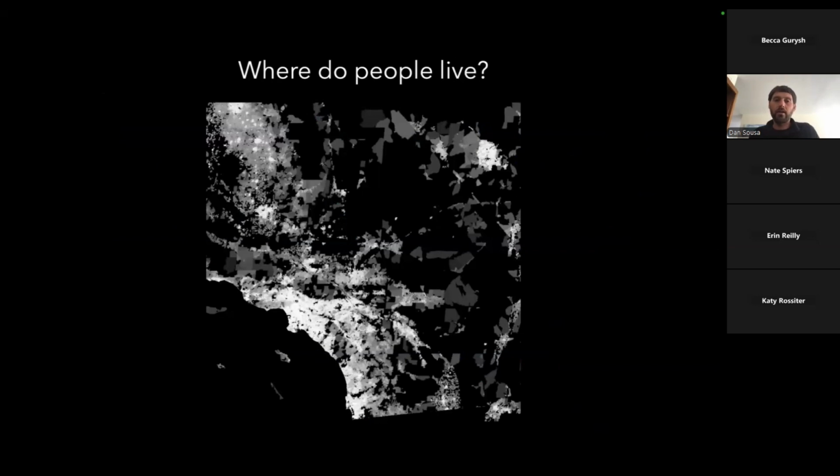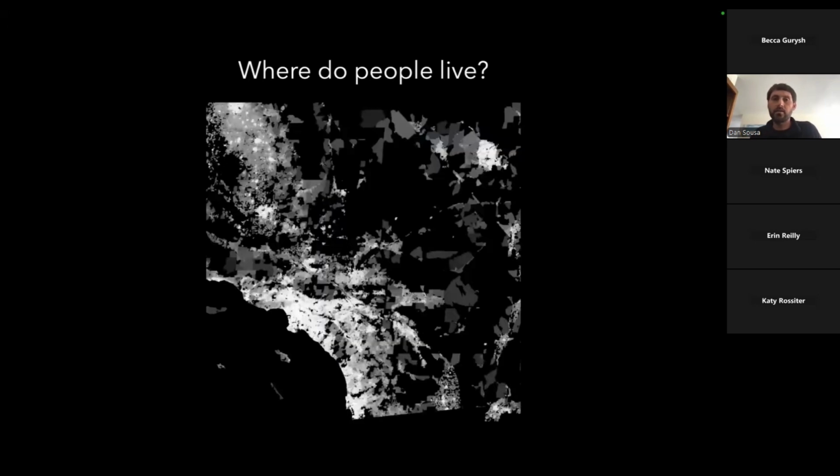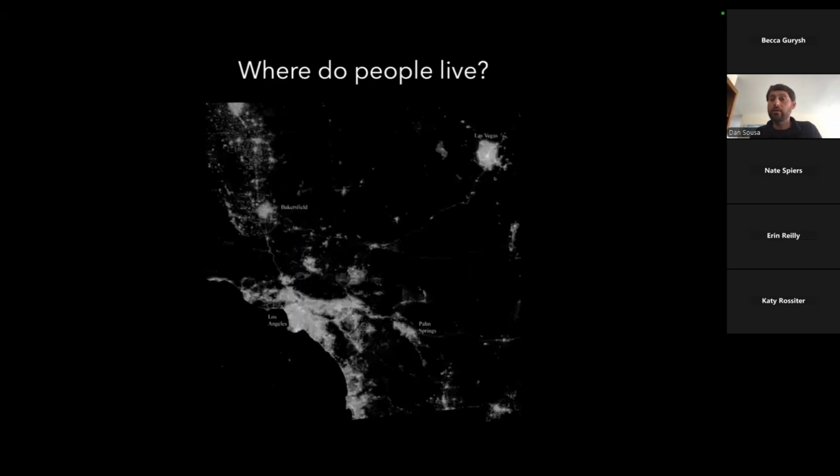Here's an example in Southern California. This is Los Angeles and San Diego, showing human population from census just on the basis of administrative unit. And then this is it aggregated on the basis of night lights. And obviously, there is an improvement, particularly in rural areas like up in the valley here, which can be useful for those interested in understanding a little bit more granular detail where people live.